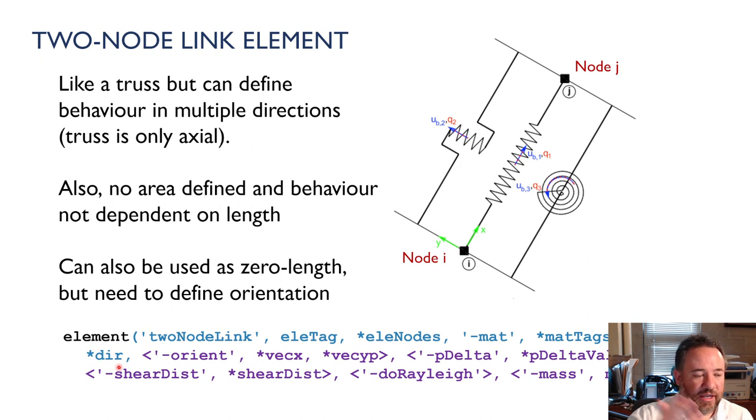So this is very useful. I like to use this, like if you just need a spring somewhere and that spring has a certain length, I use this two-node link element. That's what I would use for that. I've used it for cross braces. Like if I use my sked brace in a model, I put node I is one corner of the frame, node J is the other corner. And then I define a two-node link element. I give that two-node link element a direction one material that is the self-centering material defined in terms of force and displacement. And that's how I make a self-centering brace in a model. Very simple.